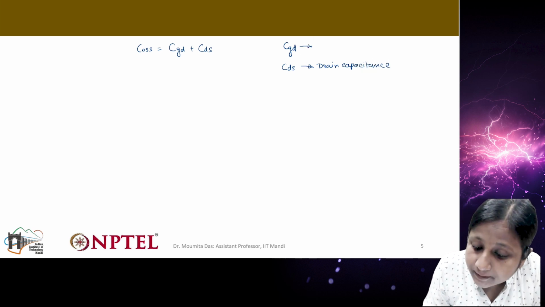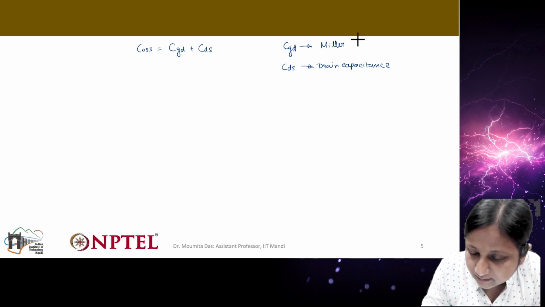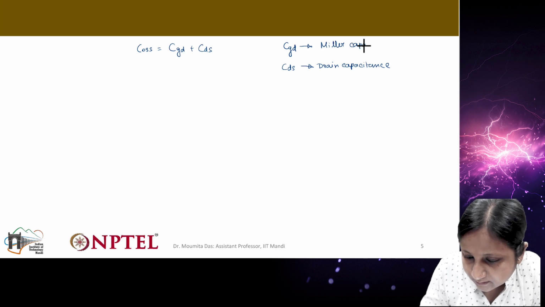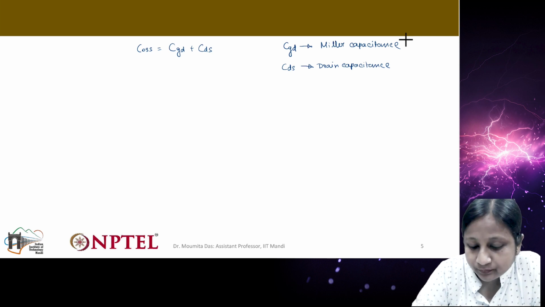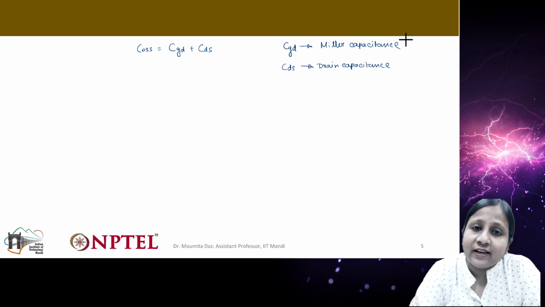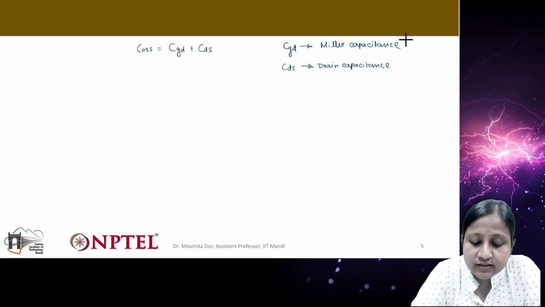And what is this capacitance? This is known as Miller capacitance. Now, how to find out this capacitance? In order to find out any capacitance, there are two equipments which we can use, any of the two. One is an impedance analyzer and the other is a parametric curve tracer. Any of the two equipments will be useful to find out these capacitances.